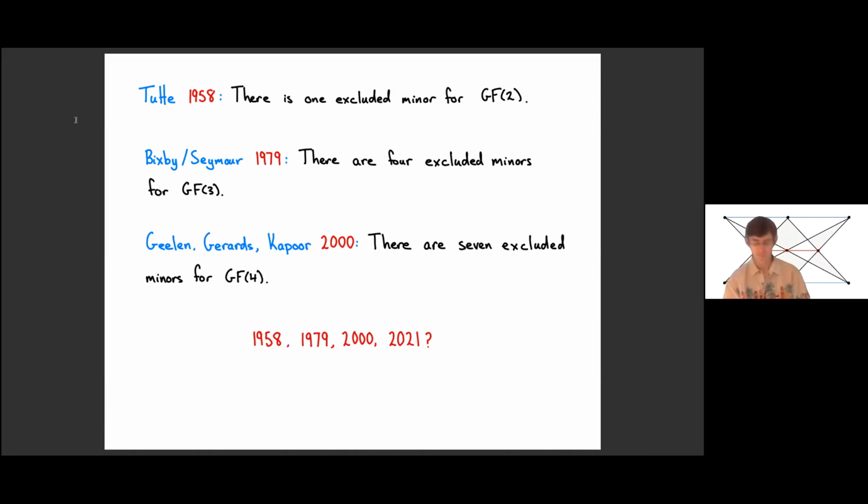So how many excluded minors do we expect? Well, again, we go to the arithmetic progression that you see before you, and clearly there's going to be about 10, actually probably exactly 10. Unfortunately, that's not quite the case.